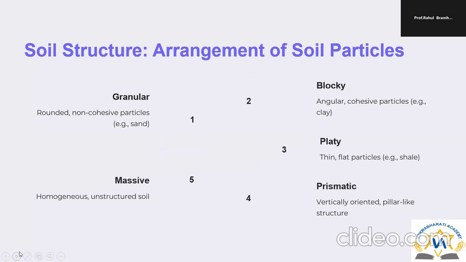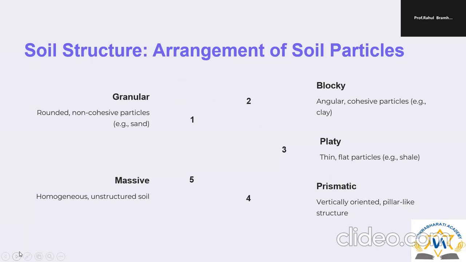The next one is blocky structure. In blocky structure, there are angular, cohesive particles. A few angular structures are seen in the blocky type of structure. The best example of blocky structure is clay. Next, the soil structure is platy, that is, thin plate-like structures are seen in the soil. The example of platy structure is shales.